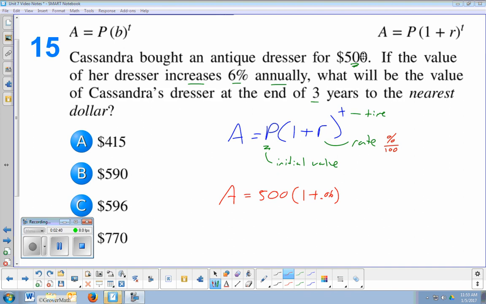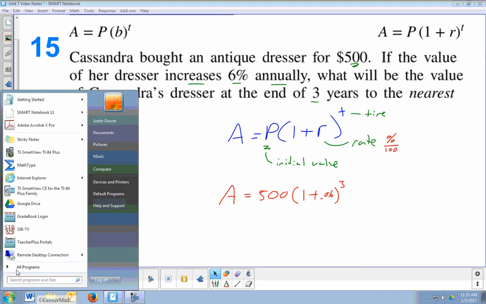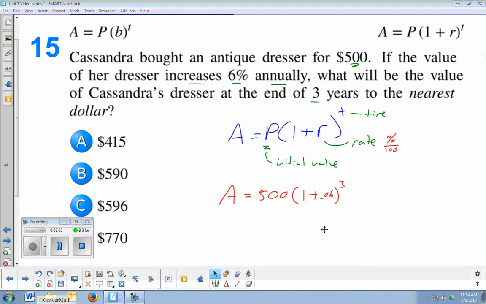If she bought something for $500 and it increases 6%, 3 years later I'm expecting something that's still going to be in the 500s. If you're getting something that's worth billions of dollars, then we should all be investing in antiques. But 1 plus 0.06 is 6%, and we're raising it to T. T is time in years, so at the end of 3 years, that would be 3. And we're going to use our calculator to solve this. So let me get that up and running.